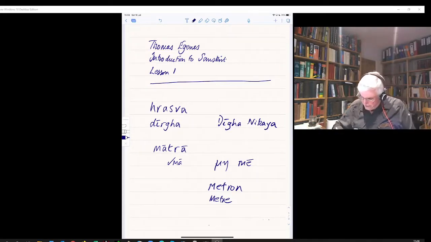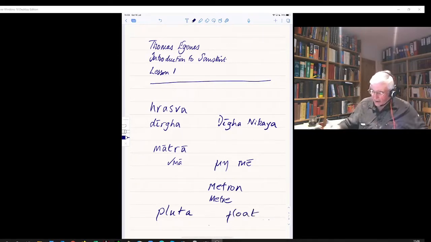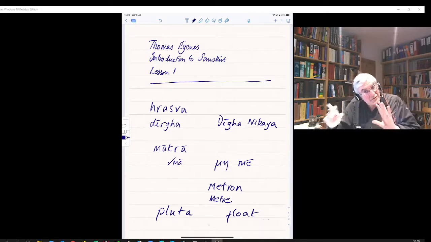Incidentally, just a little aside, a pluta is from plu and cognate with float. So pluta, it's floating, you see, floating along, rather longer than the single matra or double matra, like floats for 3 matras.